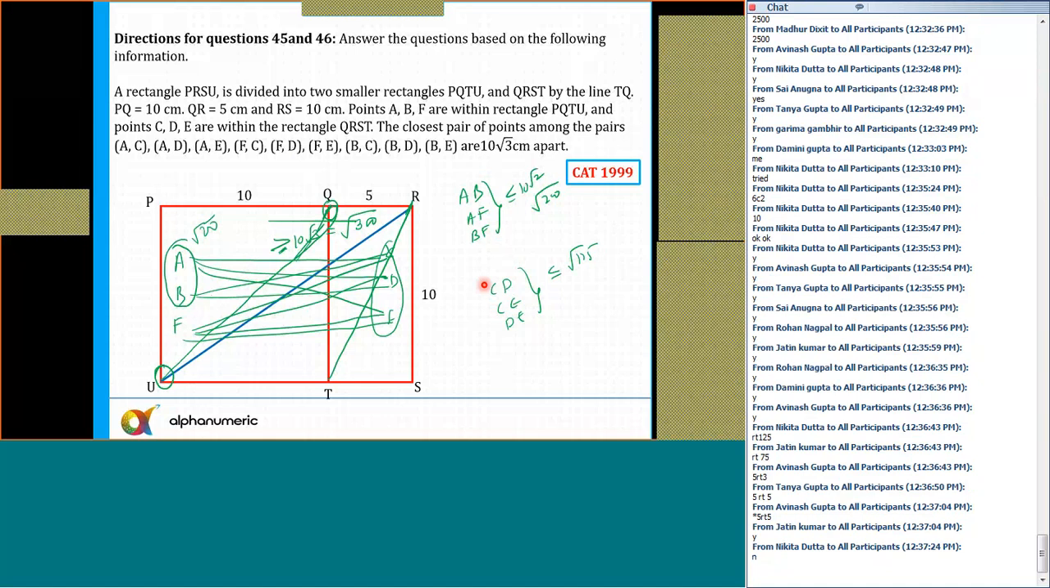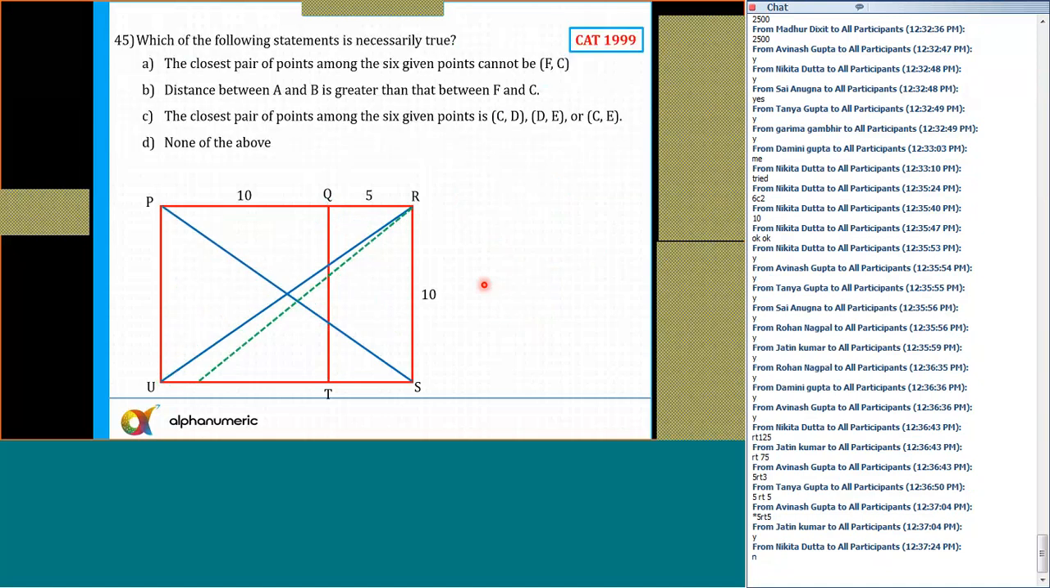Okay, now I'll come to this one. It says which of the following is the closest pair of points among the 6 given points. So I'm talking about 6 given points. There are 15 pairs, and it says it cannot be FC. Now remember, points A, B, and F are lying here, and points C, D, and E are lying here.